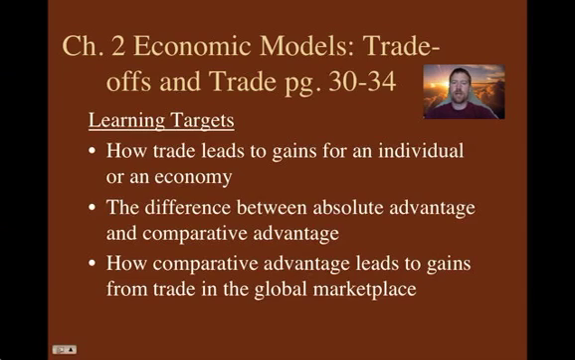Chapter 2, Economic Models, Trade-offs, and Trade, pages 30 to 34. And the learning targets for this lecture are how trade leads to gains for an individual or an economy, the difference between absolute and comparative advantage, and how comparative advantage leads to gains from trade in the global marketplace.